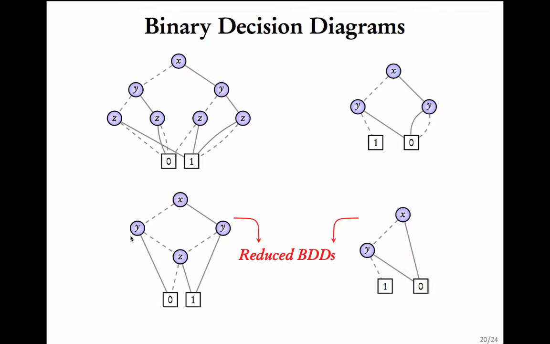See, this y is different from this y because its one edge goes to 0. Here its one edge goes to 1. So you cannot say that these two are identical. Okay, so here we cannot merge any nodes. So these are reduced BDDs. Similarly, this is again a reduced BDD. In general, such diagrams are called BDDs.